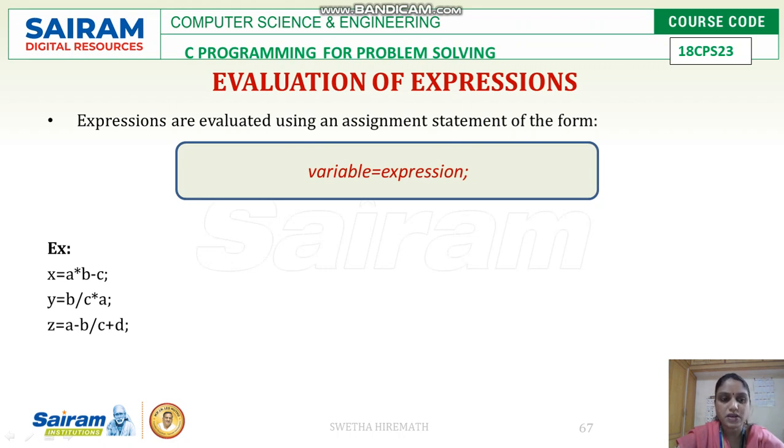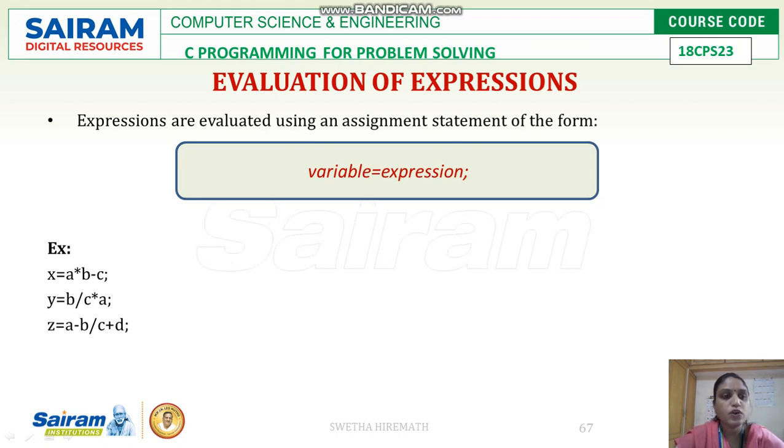Similarly, b / c * a means we evaluate b / c first, and then multiply with a, then we get the value here. So this is how we evaluate the expression. y = b / c * a means first we go with the left one. b / c will be calculated first, and that will be multiplied with the a value.